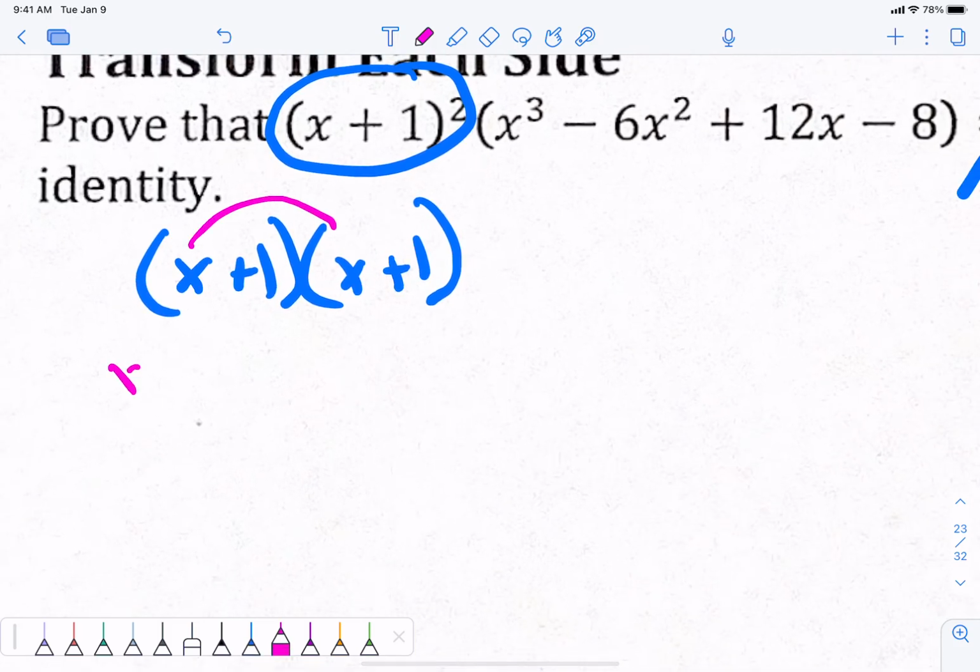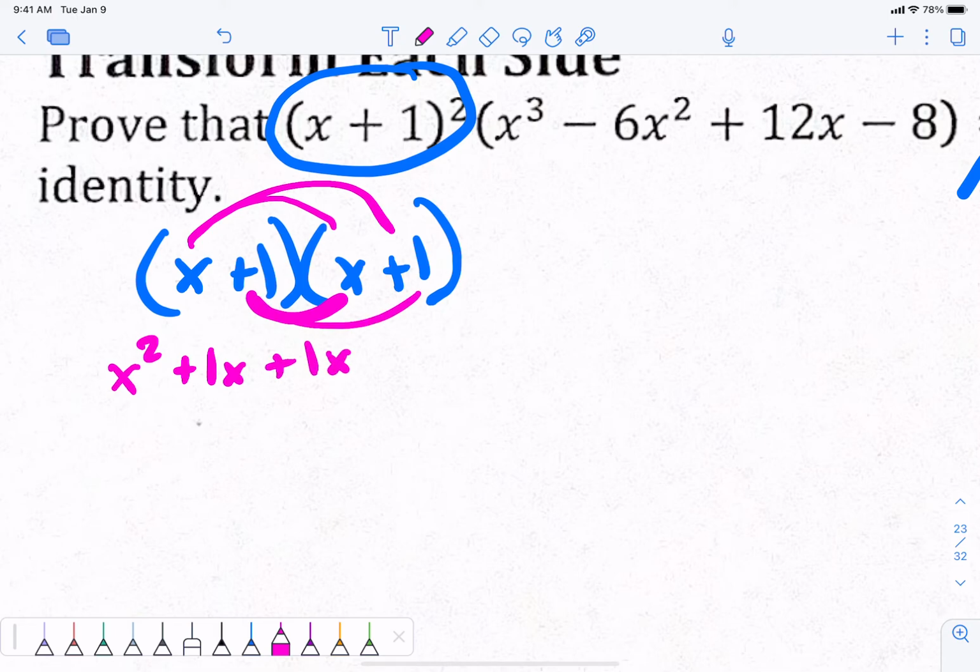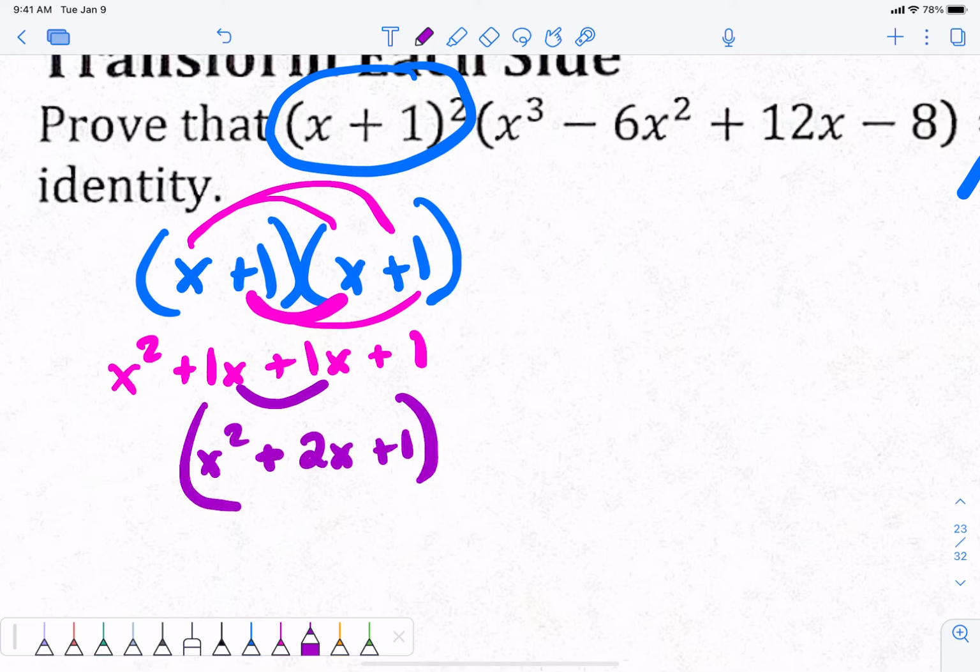X times x is x squared. X times 1 is 1x. And then we go to the other one. 1 times x is 1x. And then 1 times 1 is 1. Okay? Then we put the middle stuff together. So we have x squared plus 2x plus 1.